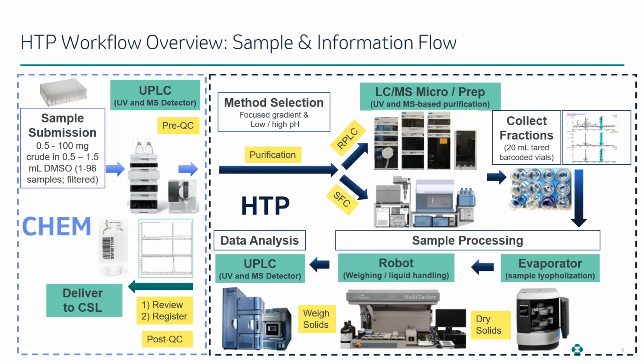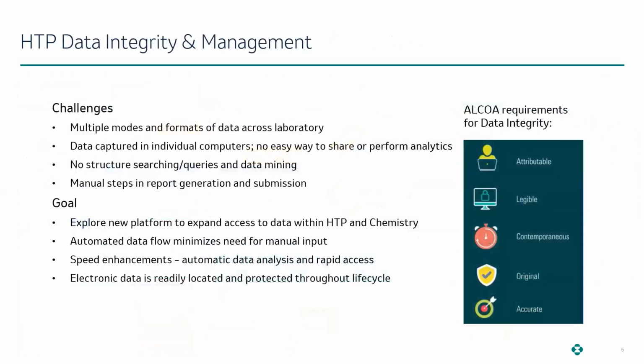Clearly, any slow step or instrumentation malfunction in the process can create a bottleneck in terms of throughput. And in addition, the data flow was mostly manual in the past, including the generation of final reports. So as seen in the previous slide, many forms of data are produced on individual computers during each step of the HTP workflow. And that brings about an important topic regarding data integrity and management.